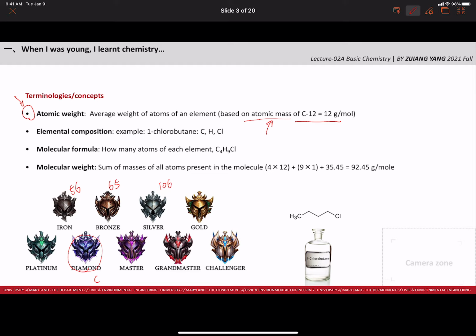And then the elemental composition refers to all the elements that are in a compound. For example, we have 1-chlorobutane, whose chemical structure is here. We can see that it has three elements. And the molecular formula shows how many atoms of each element, so it provides more information than elemental composition. In the same example, the chemical formula is like this. And the molecular weight means the sum of the masses of all atoms together. For the same example, we can calculate the molecular weight of this 1-chlorobutane. And we can see that it is a clear liquid.